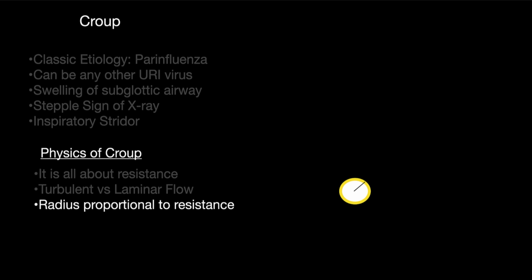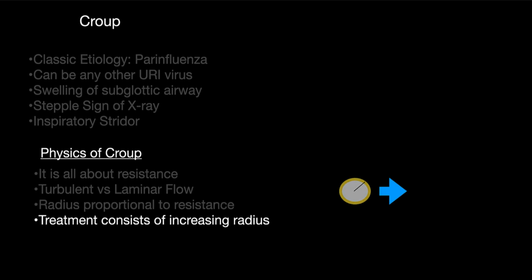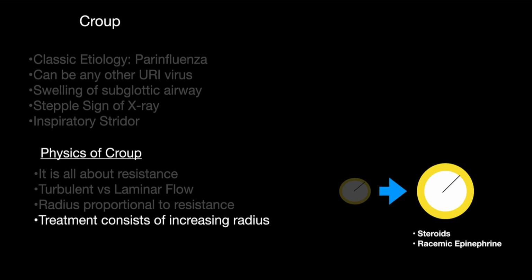And remember that as resistance goes up, flow goes down based on Ohm's law. And so as the resistance goes up in these tiny little airways, patients don't get enough airflow. And the treatment is really just about increasing the radius and decreasing the resistance. And we do this in one of two ways. We give steroids, which decrease inflammation and over time improve things, and we give racemic epinephrine.